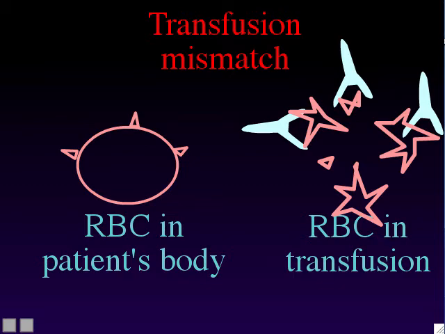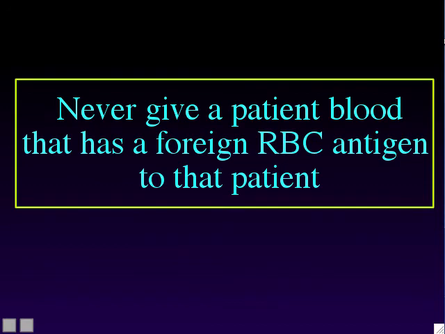So anyway, the point here is that transfusion mismatches are very dangerous to the patient and sometimes lethal. And we define them as whenever the patient receives a transfusion where the red blood cells in the transfusion have a foreign antigen to that patient. So this brings us to what I call the golden rule of all transfusions, and it's really the only rule of transfusions. Never give a patient blood that has a foreign red blood cell antigen to that patient.